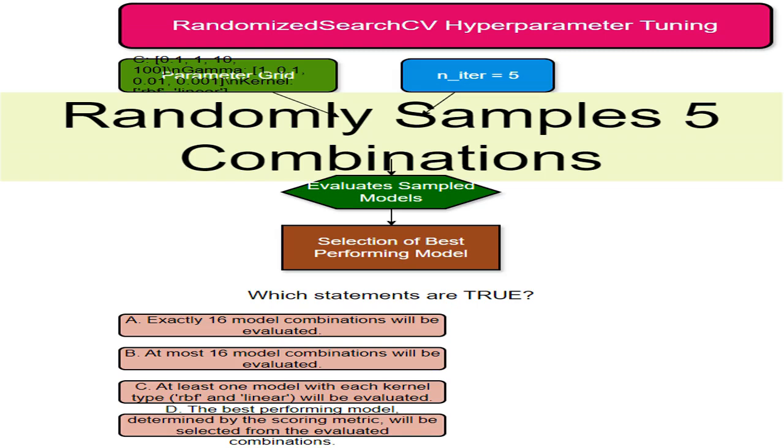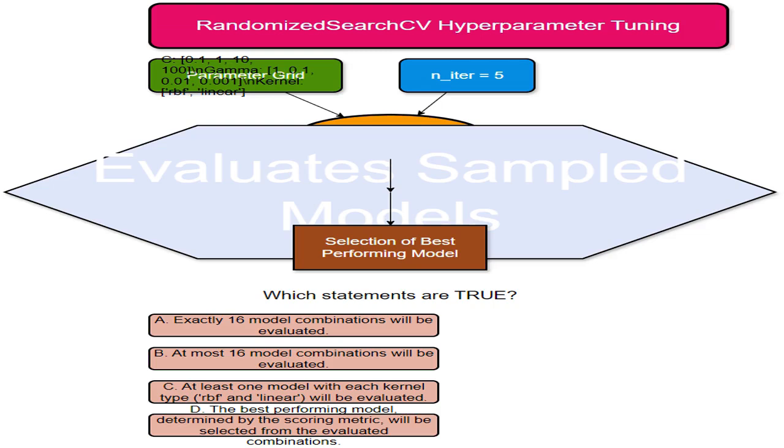Because n_iter is set to 5, the algorithm randomly picks 5 combinations from the total possible combinations, which would be 32 in this case. Think of it like drawing 5 tickets from a lottery. You don't know which numbers you'll get until you draw them. Here, the algorithm builds and tests the 5 randomly selected SVM models, each with its unique combination of hyperparameters. The goal is to see which one performs best according to the scoring metric that is being used.